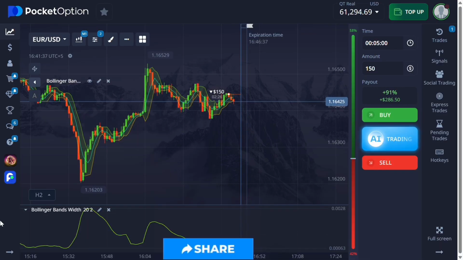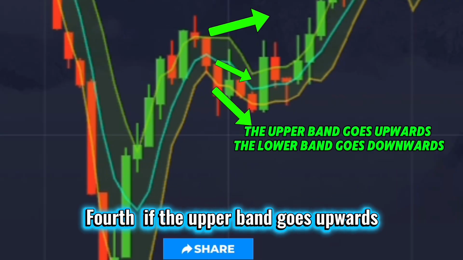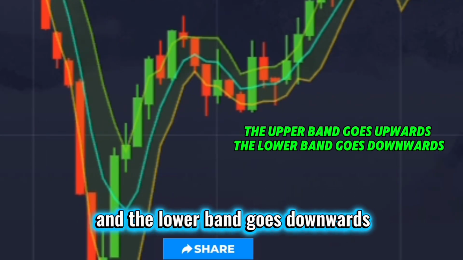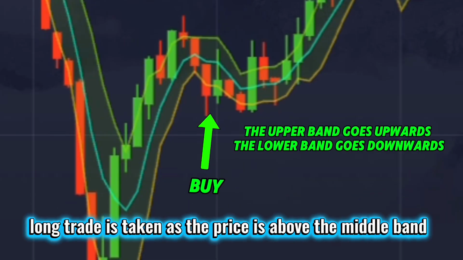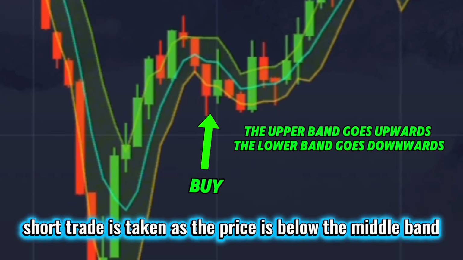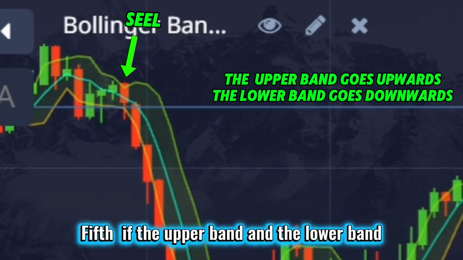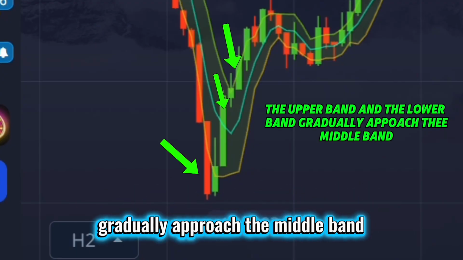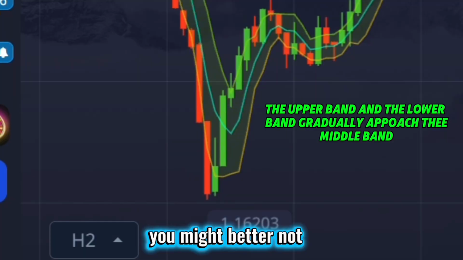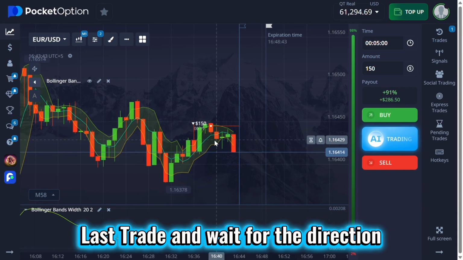the upper band. Fourth, if the upper band goes upwards and the lower band goes downwards, a long trade is taken when the price is above the middle band. A short trade is taken when the price is below the middle band. Fifth, if the upper band and the lower band gradually approach the middle band, you had better not trade and wait for the direction.